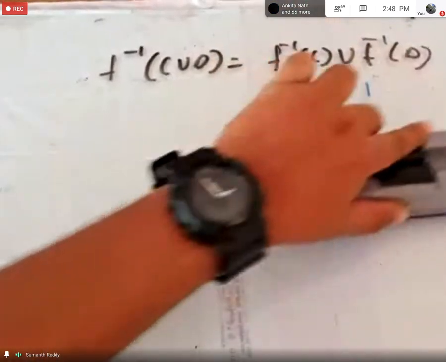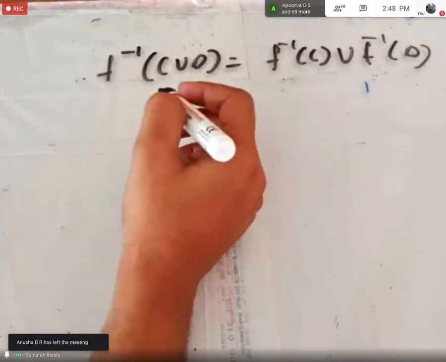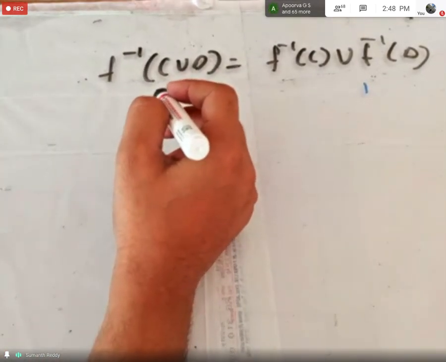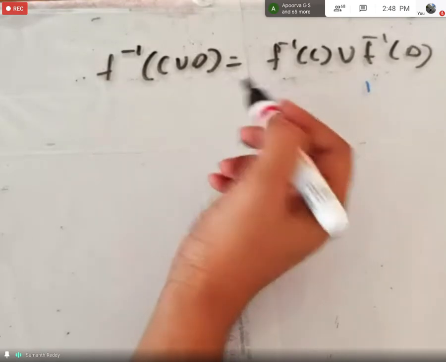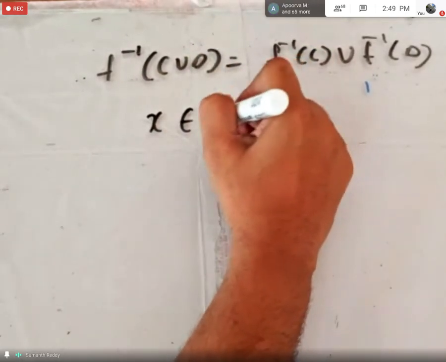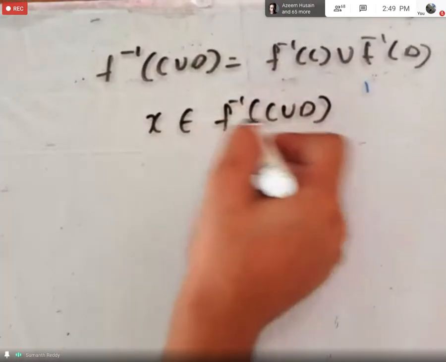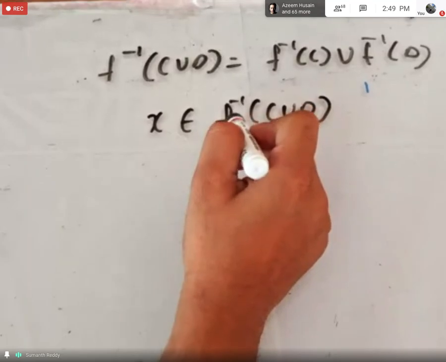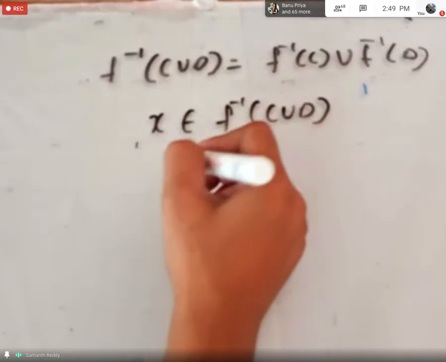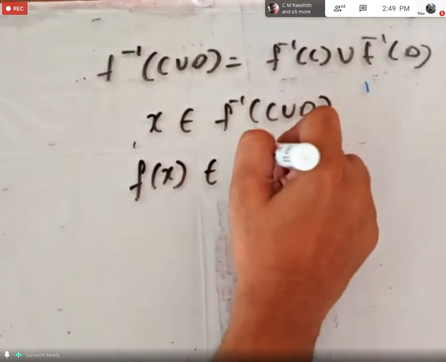So here also I will do the same thing. Okay, so the procedure will remain same. Based on this, in order to solve this, I will take some element. Let x belong to f inverse of C union D. If x belongs to f inverse of C union D, if I take the f towards the left side, this can be written as f of x belongs to C union D.